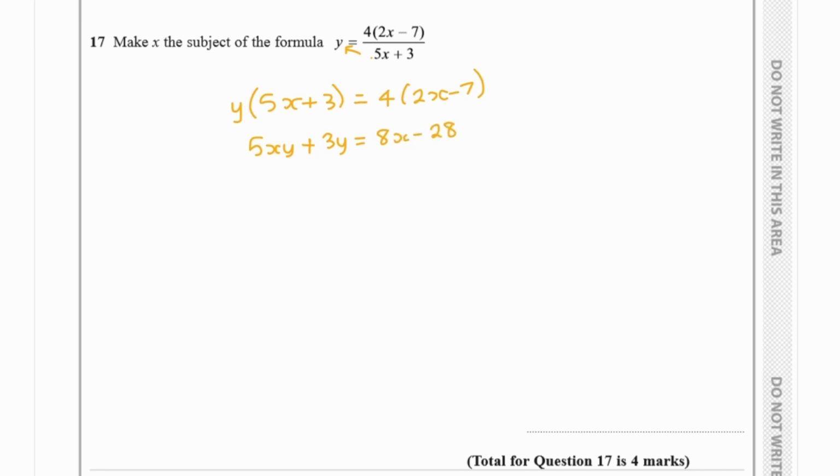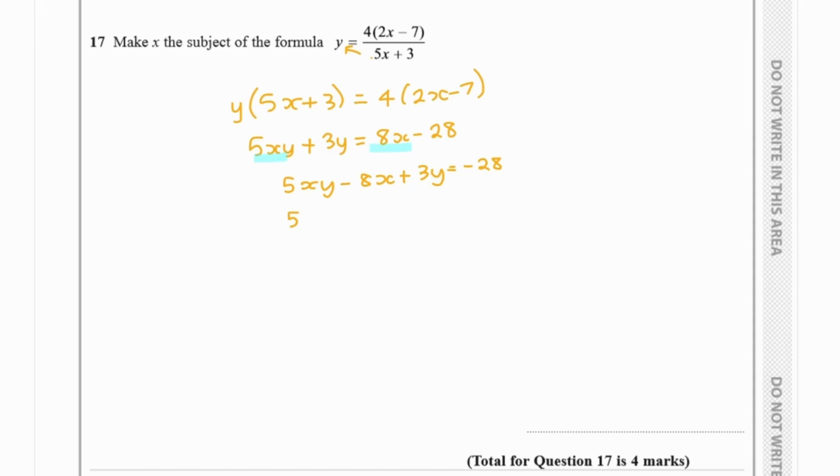We can now see that we've got x terms on both sides of the equal sign, but we need to make x the subject, which means we would have to collect all the x terms onto one side. So if we minus 8x on both sides, this will give us 5xy minus 8x plus 3y is equal to minus 28.